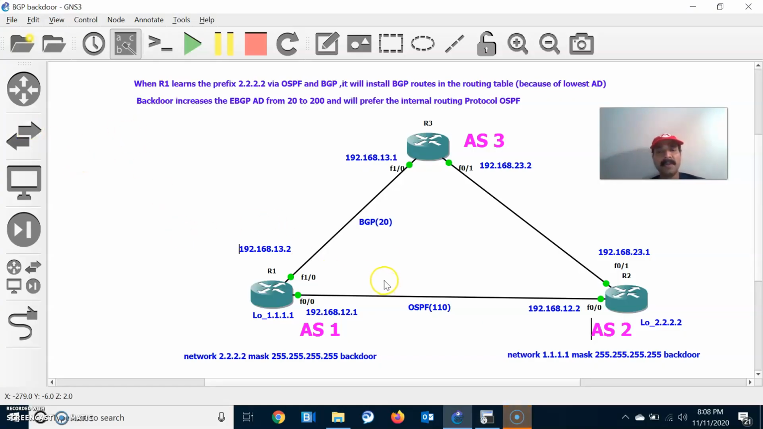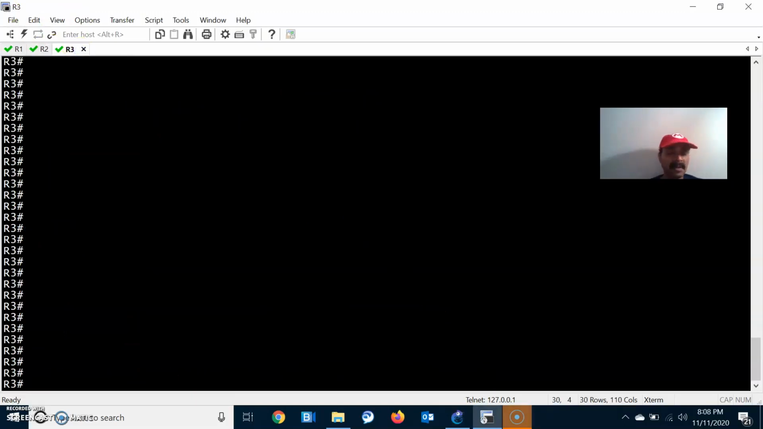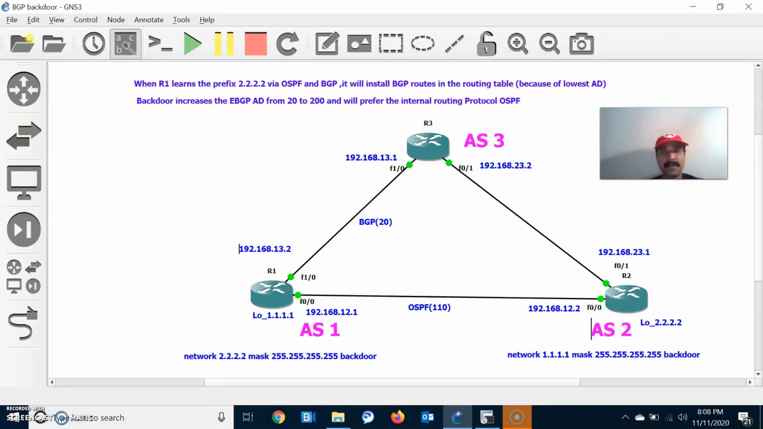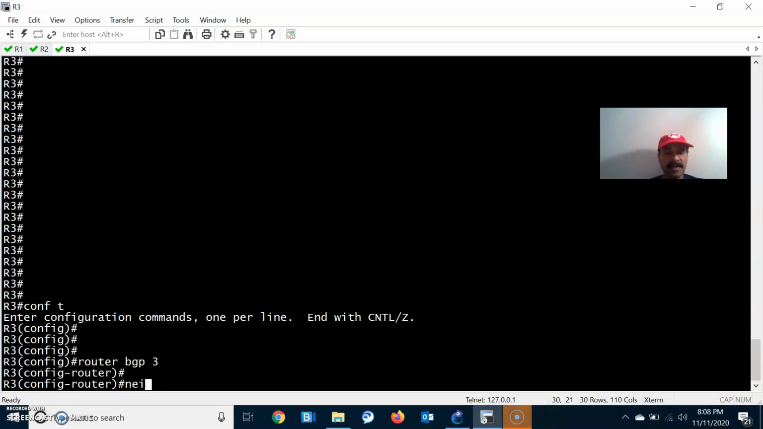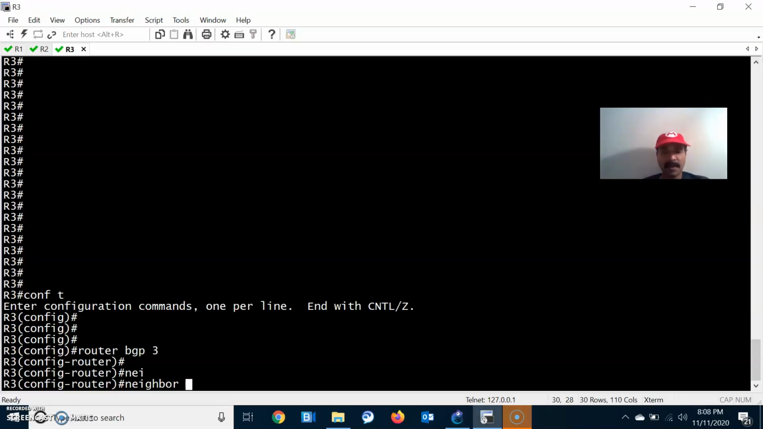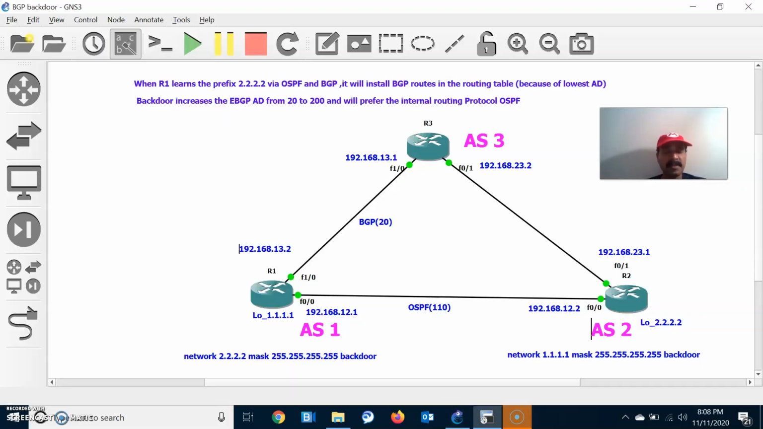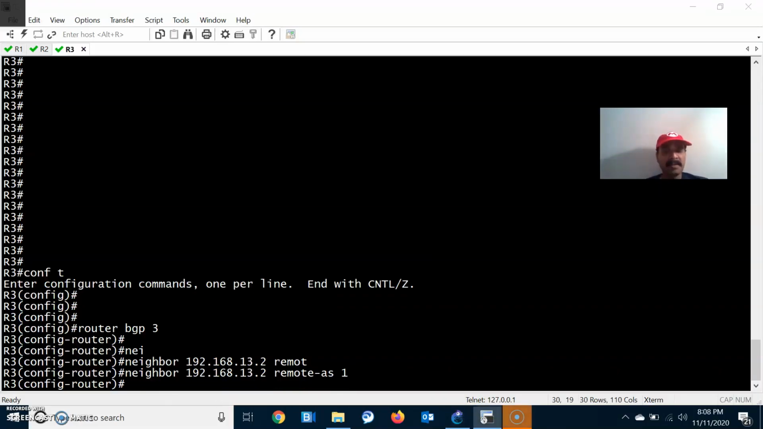And now I go to R3 and configure it, as it has two BGP neighbors. Go to configuration mode, router BGP 3, and the command is neighbor 192.168.13.2 and the remote AS is 1, right? Similarly 23.1 and the remote AS is 2, right?